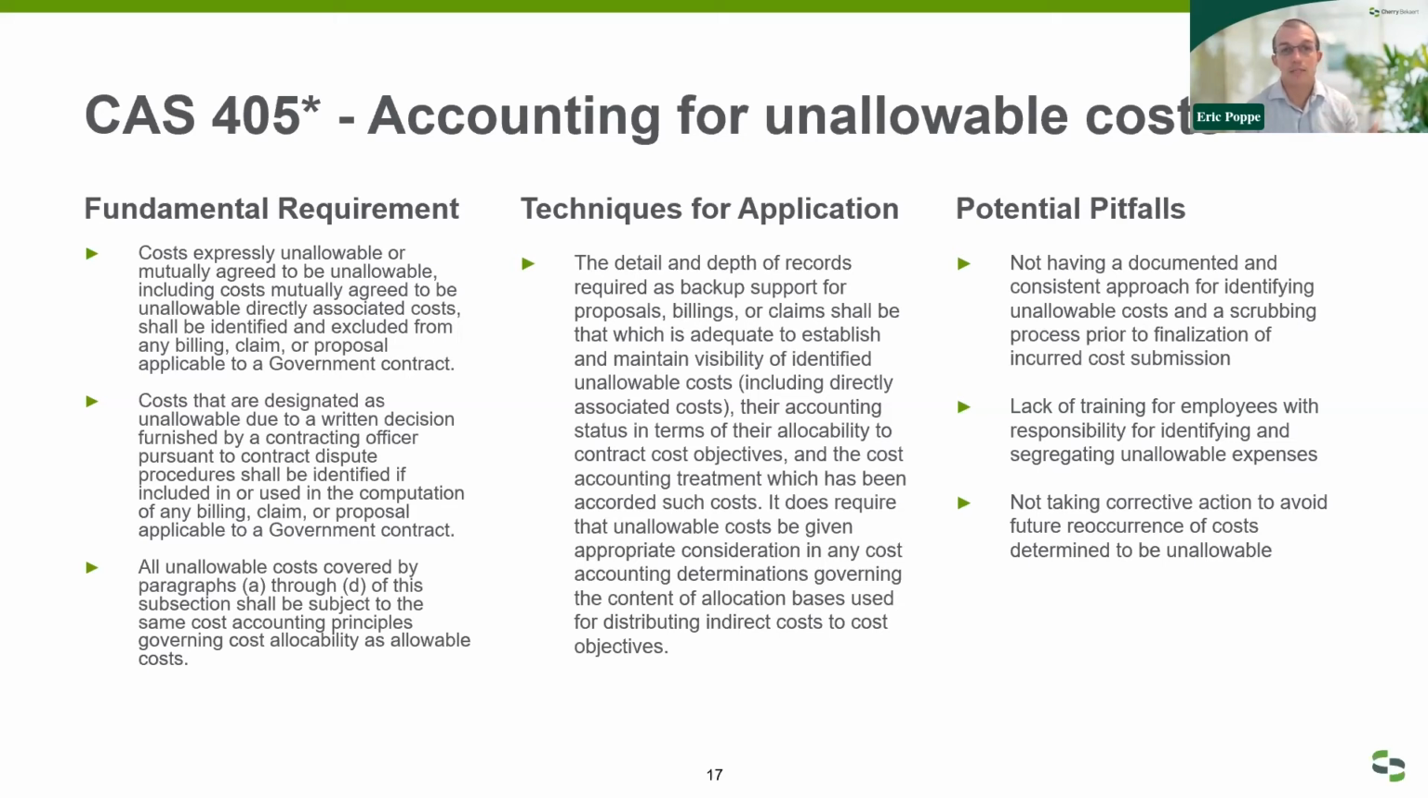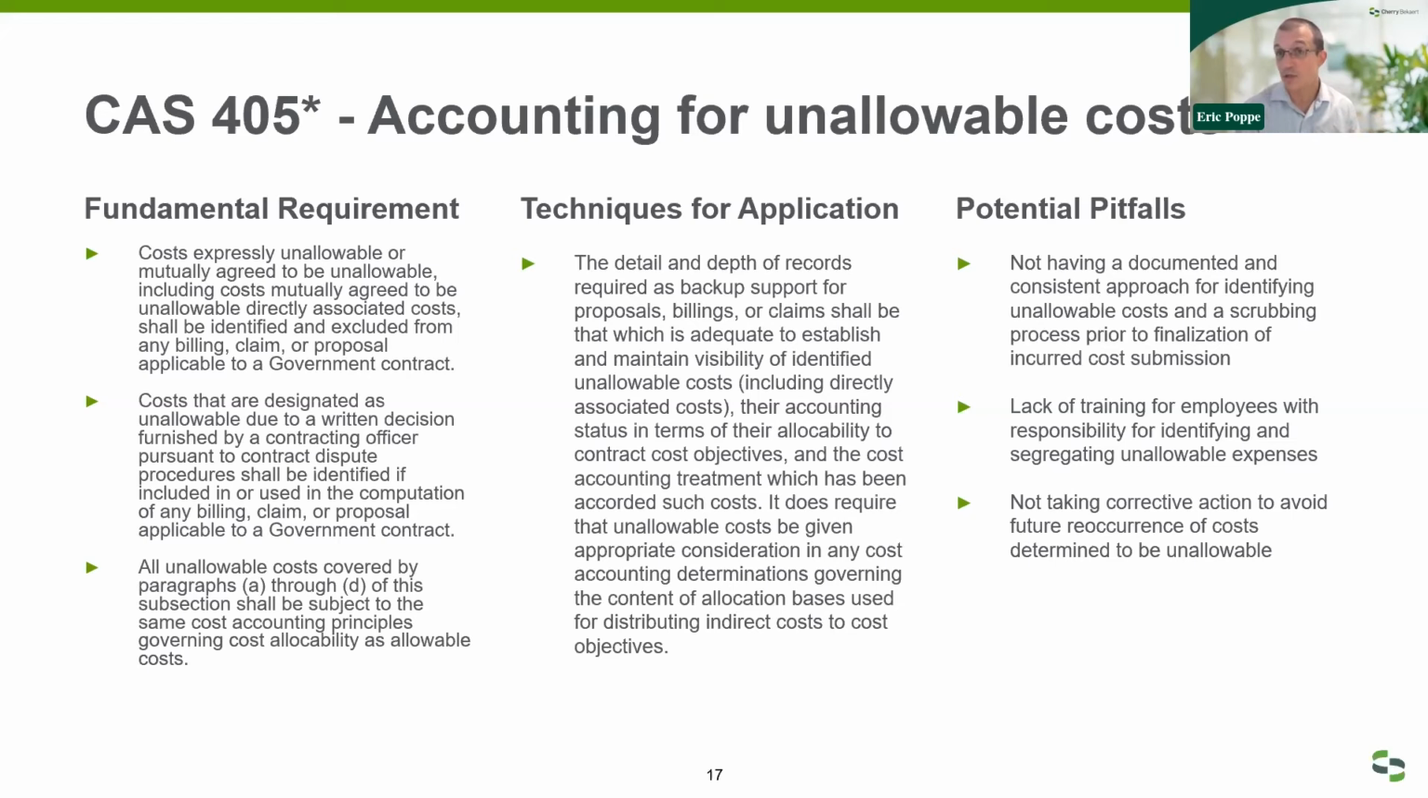It talks about the process of getting a written decision furnished by the contracting officer on a dispute of unallowables. And it talks about having a consistent practice in accounting principles to govern cost allocability. So really, again, do you have a process to identify, segregate, and remove unallowable costs? Now, where we see potential pitfalls is there is not a consistent approach to identify and segregate unallowable costs from any claims, proposals, or submissions to the government.